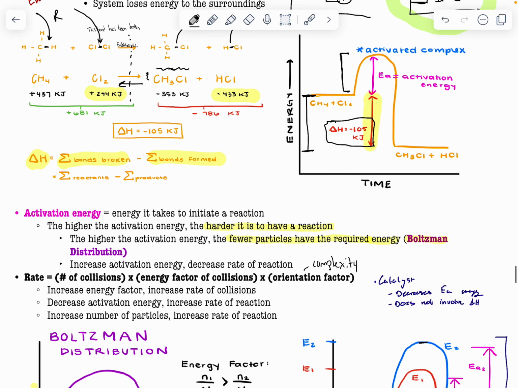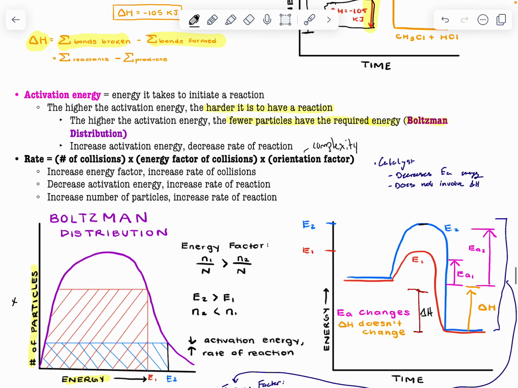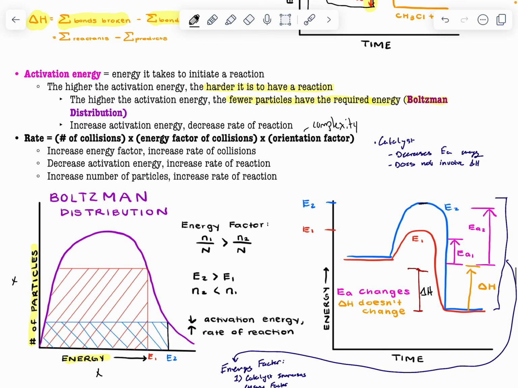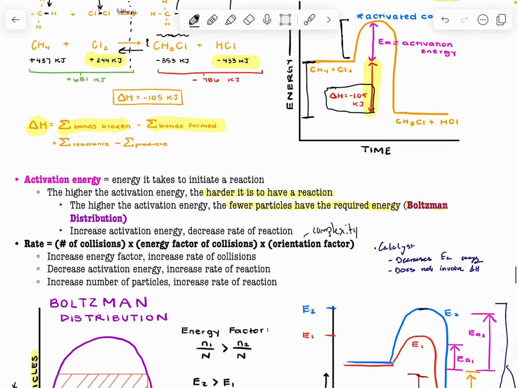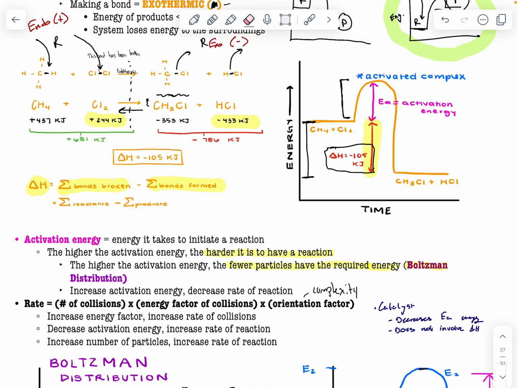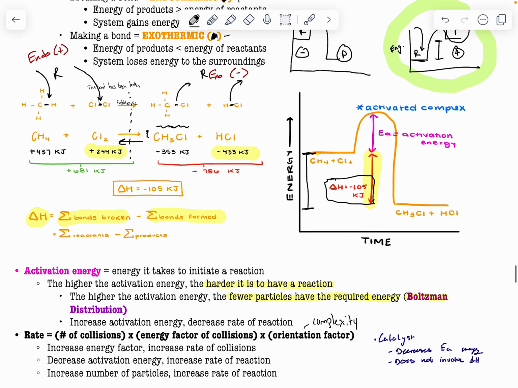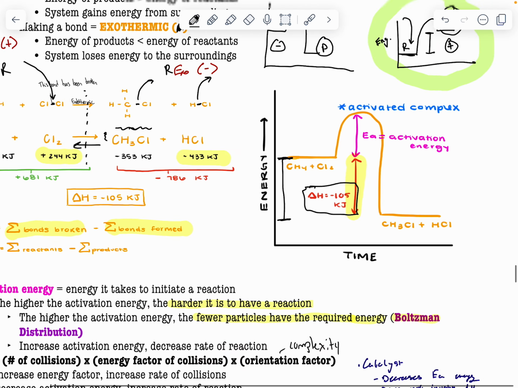But when you think delta H, just know that it never changes. So now let's talk about activation energy. Activation energy is the energy it takes to initiate a reaction. The higher the activation energy, the harder it is to have a reaction, which makes sense because, let's say this is our set reaction right here, and our activation energy comes all the way up here and comes back down. What you guys already noticed is that our delta H does not change, only our activation energy changed.